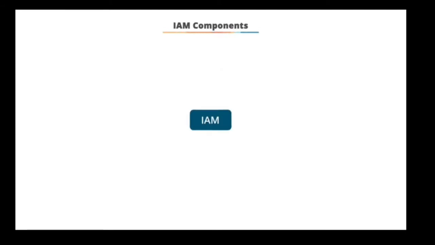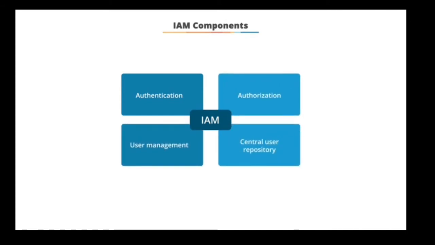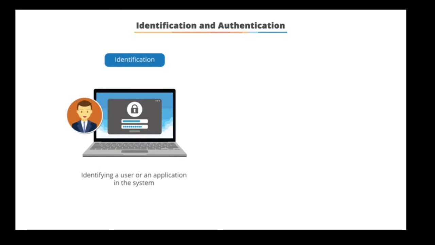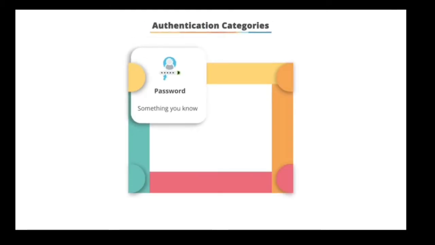So what are the components of identity management? Authentication, authorization, user management, and central user repository. Under identification and authentication, identification is the ability to identify uniquely a user of a system or an application that is running in the system. Authentication is the ability to prove that a user or application is genuinely who that person or what that application claims to be. Something you know: a password.